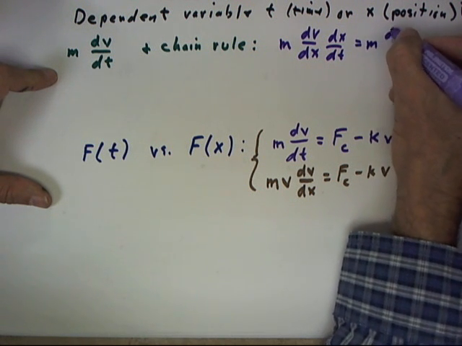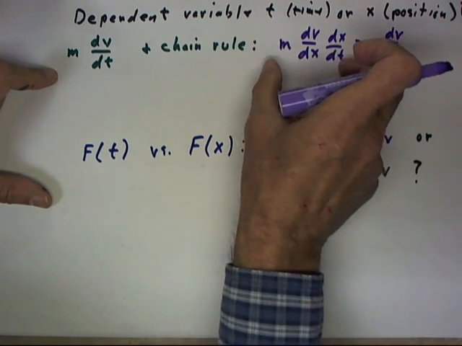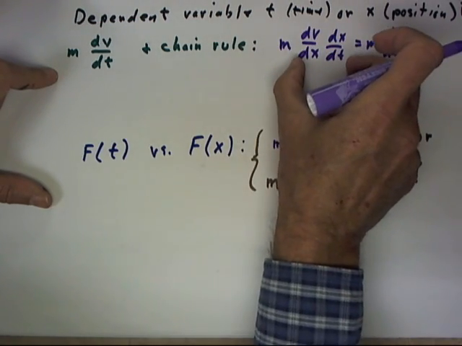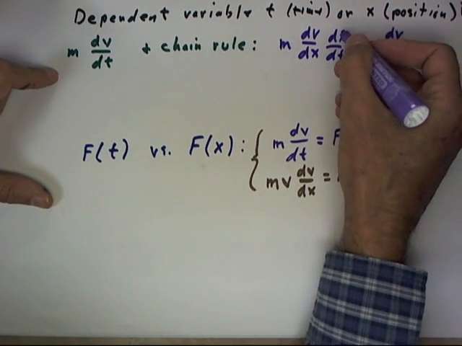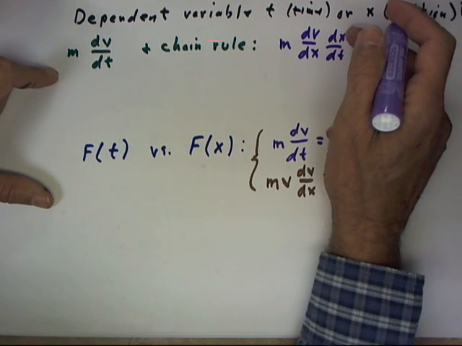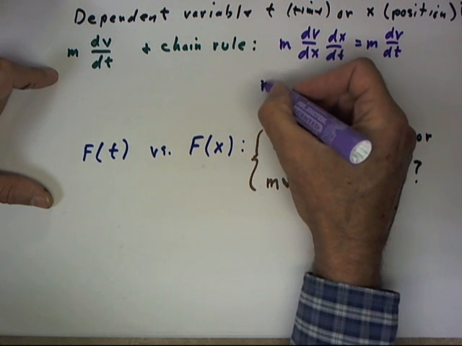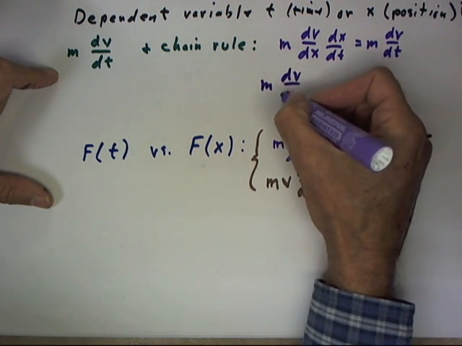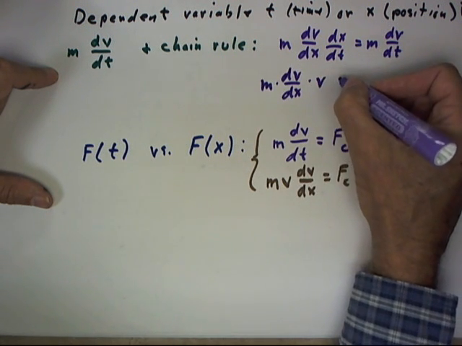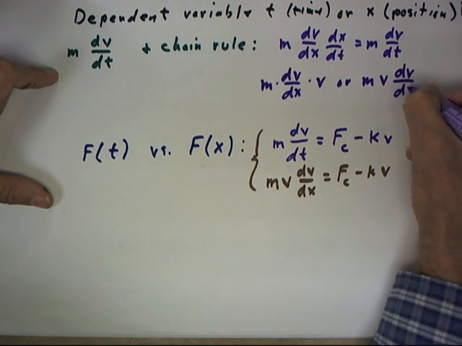That's the same as m dv/dt, so this would be a perfectly good function to use for a force function. It's a mass times an acceleration. Now the key is that dx/dt has an interpretation. You might think of what that is, but if x is a position function, dx/dt is nothing but velocity. So this is nothing but m times dv/dx times v, or mv dv/dx.